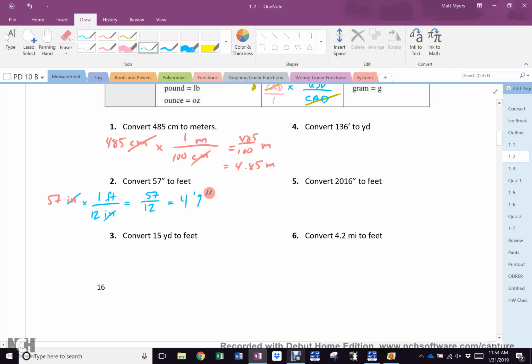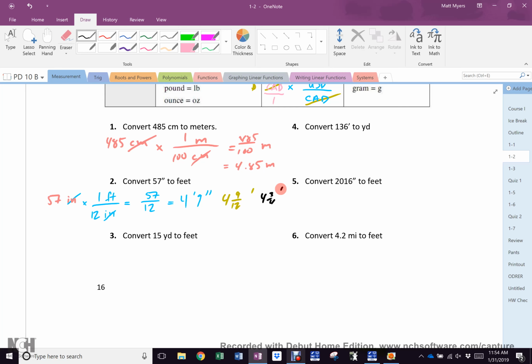Now, we have to be careful here. There's a lot of ways we could write this. It is also, and I'll change colors, 4 and 9/12 of a foot, isn't it? Right? It is also 4 and 3/4 of a foot, isn't it? What is it not? 4.75 feet. Does everybody understand?